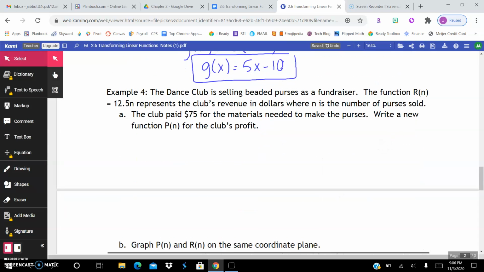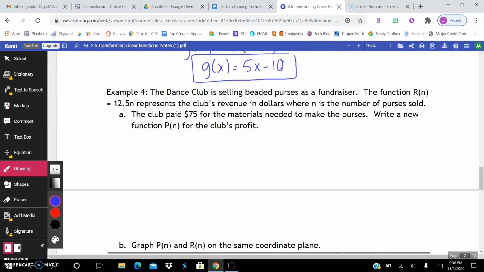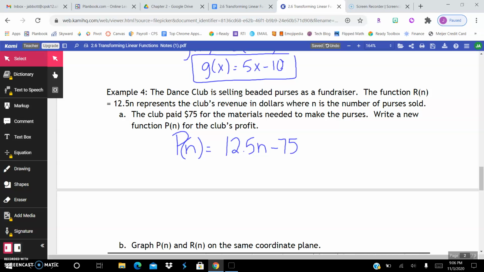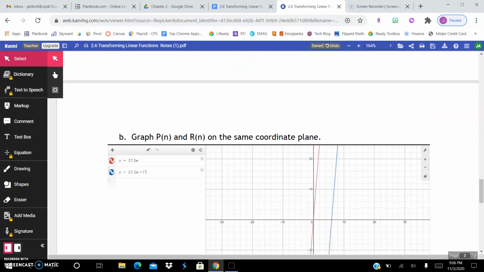For example 4, the dance club is selling beaded purses as a fundraiser. The function r of n equals 12.5n represents the club's revenue in dollars, where n is the number of purses sold. So they're going to make $12.50 for each purse they sell. The club paid $75 for the materials needed to make the purses. Write a new function, p of n, for the club's profit. So the function for the profit is they're going to make 12.5 for every purse, but they've already paid $75. So they have to take that $75 out of their profit to pay for the materials that they needed. And then graph this.